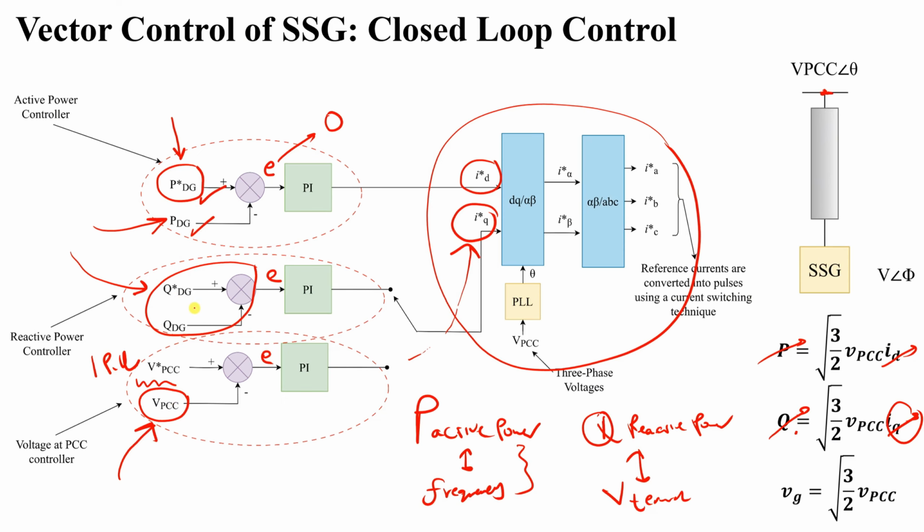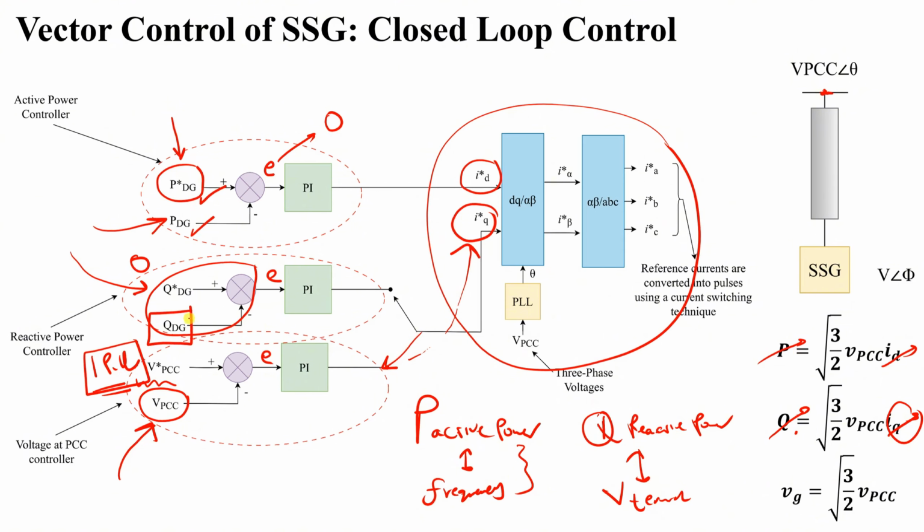Okay. However, there is something which is very important. You can see that it is a selector. We can select Q or VPCC. You cannot control them together. You can say, hey, I would like Q to be 0 and I would like this to be 1 per unit. You can't do this. You can't control these two together. You have to select which one you are controlling. By controlling VPCC, you will achieve a certain Q that will lead to 1 per unit.